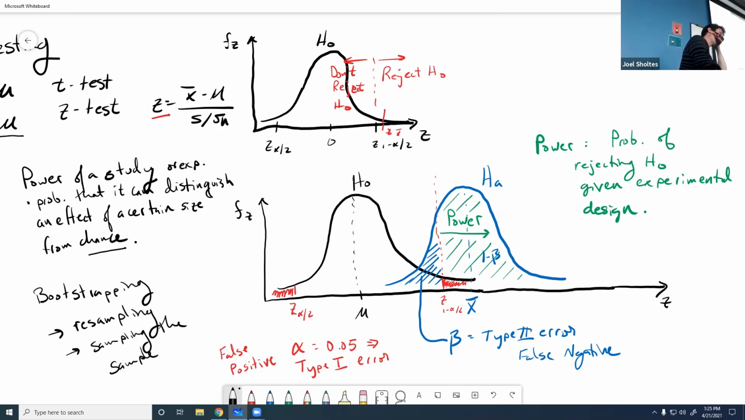And you can use bootstrapping to create an approximate distribution of your alternative hypothesis or your experimental data. All right. So let's just look at one more example of power. And this comes from the book chapter that I've assigned for this last homework assignment.